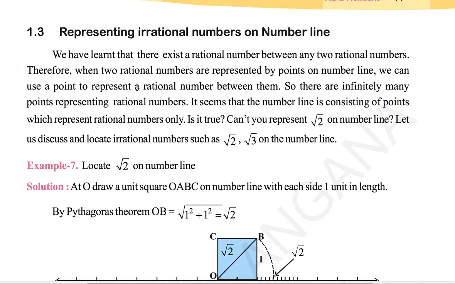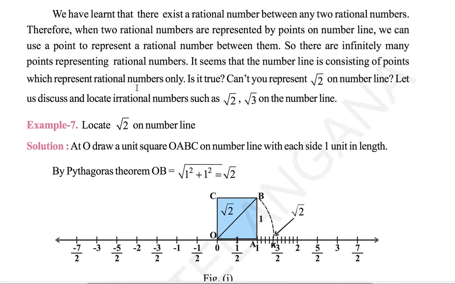Representing irrational numbers on number lines. This is quite interesting. We have learned that there exists a rational number between any two rational numbers. Therefore, when two rational numbers are represented by points on the number line, we can use a point to represent a rational number between them. So there are infinitely many points representing rational numbers. It seems that the number line consists of points which represent rational numbers only. Is it true? Can't you represent root 2 on the number line? Let us discuss and locate irrational numbers such as root 2, root 3 on the number line.